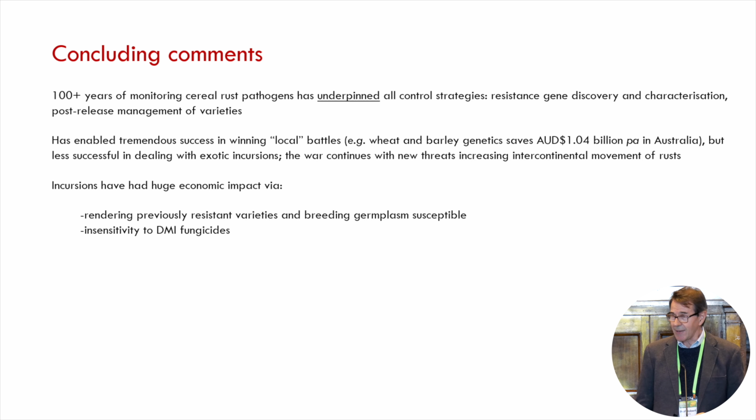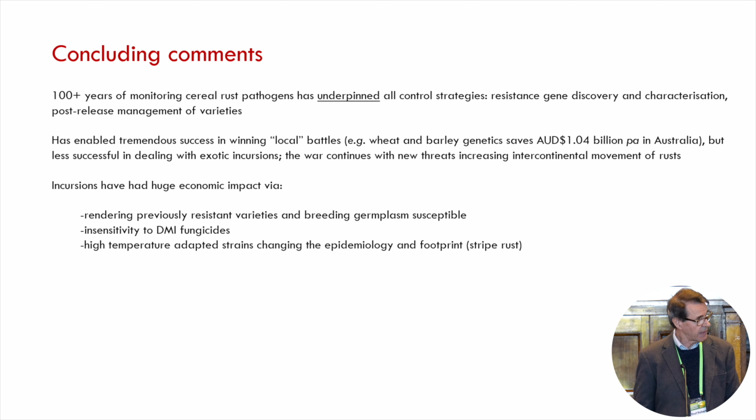But we're also seeing other traits come in, like insensitivity to fungicides, as I mentioned. So it's not all about the virulence. Sometimes these things bring in other things. And one thing I didn't mention is that we've had isolates of stripe rust come in that are higher temperature adapted and more aggressive. And this has changed the footprint of this disease.